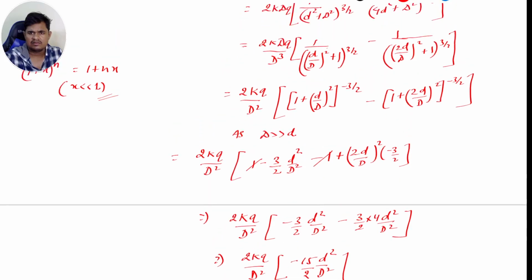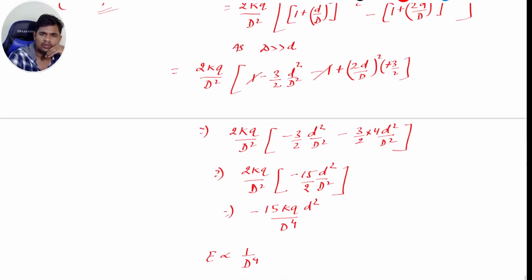Minus 3 by 2 and minus 1 minus this one. This is minus 1, and then minus 3 by 2 and minus 3 by 2. Sorry, this will be plus here. I just made a small calculation error. This will be plus of 3 by 2 here.